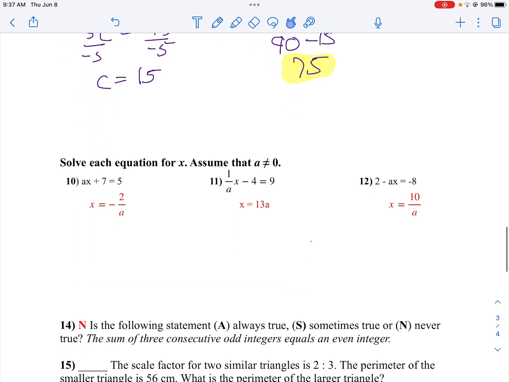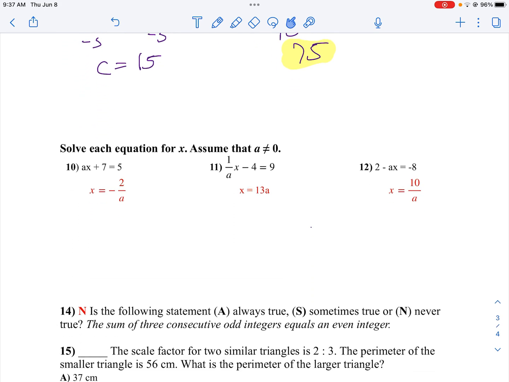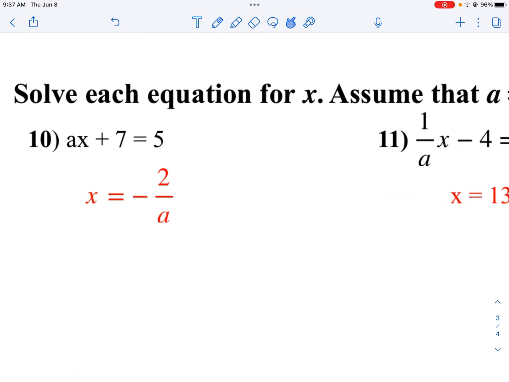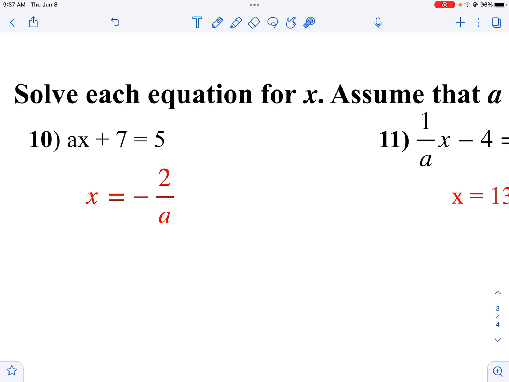On questions 10 through 12, we're going to get you introduced to what's called a literal equation. A literal equation is just an equation that has more than one variable. In this case, I just want you to get x by itself. So really, we're not doing anything different, except we're going to have a variable. You're not going to get a number answer. You're going to get an algebraic expression for an answer.